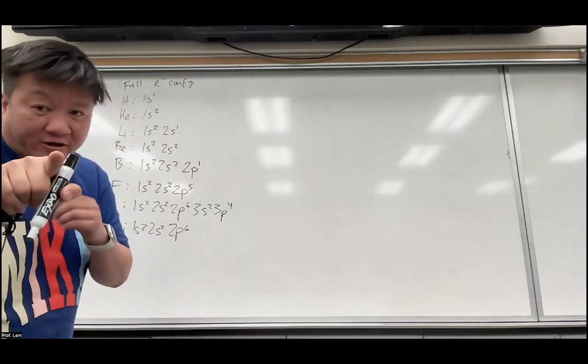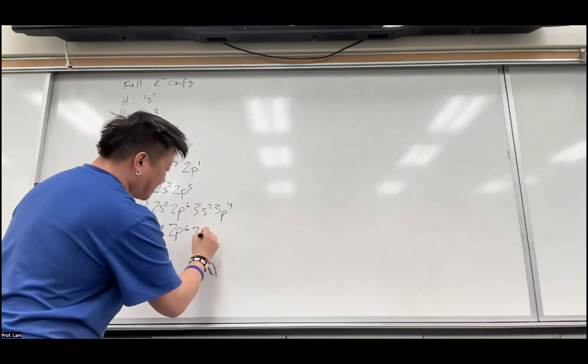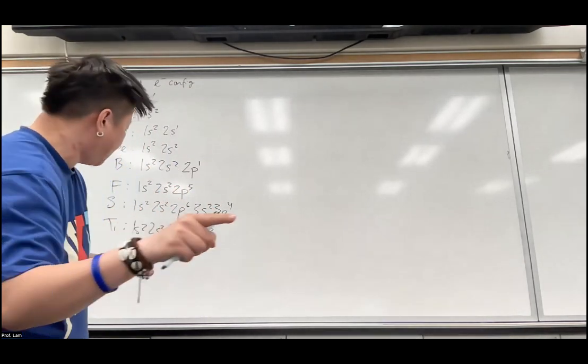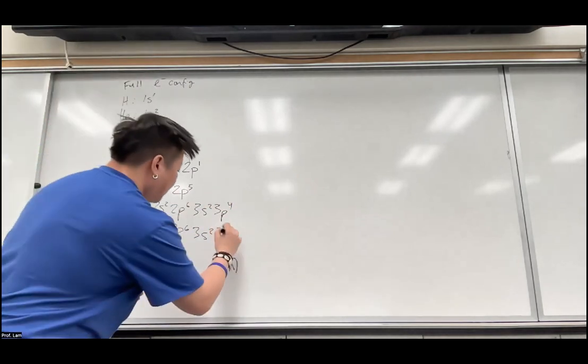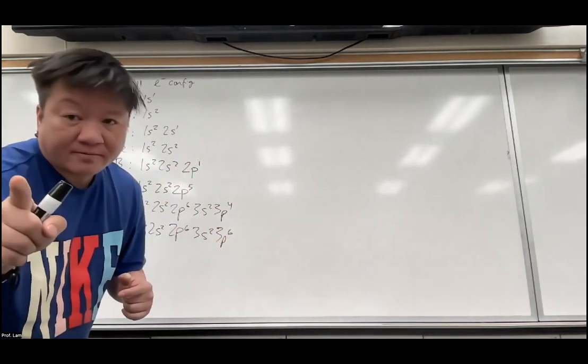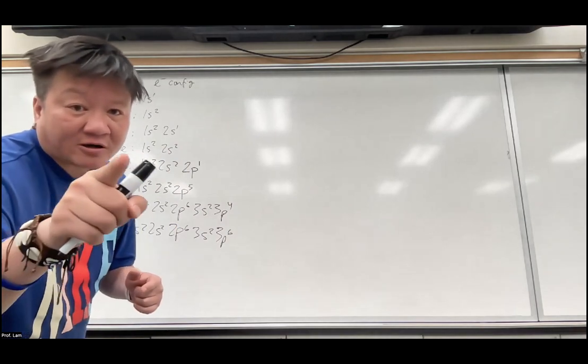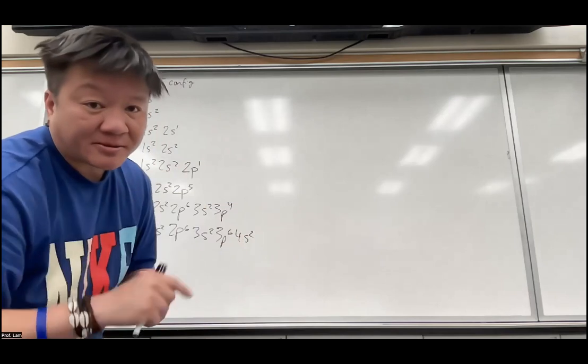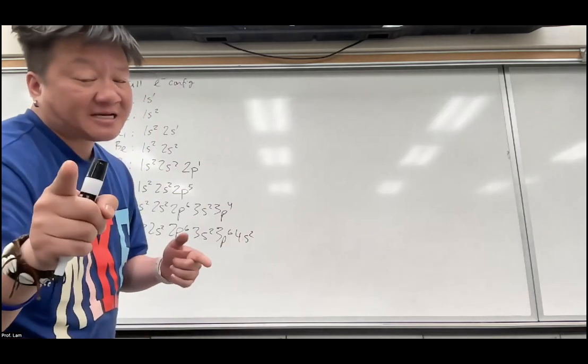I'm still using my finger. Then 3s2 gets me to magnesium, and then 3p6 gets me to argon. And then after argon is potassium. That's 1 in the 4s. 4s2 gets me to calcium, and then titanium is in the D block.